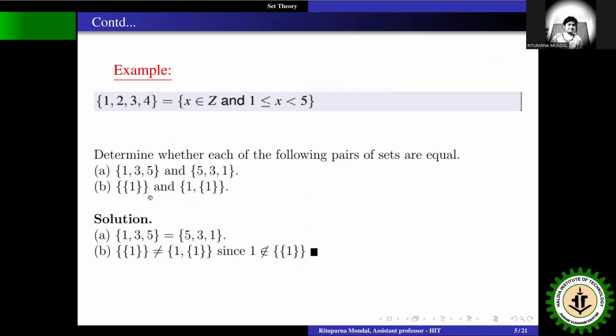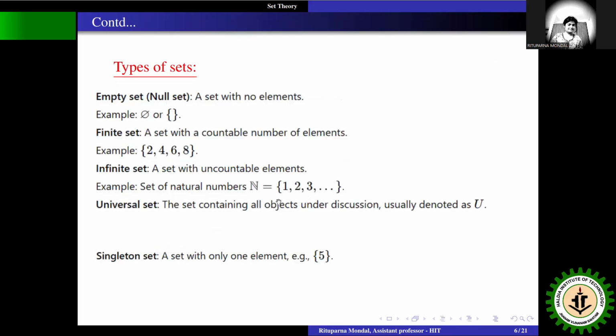So from here also we can say that these two sets are not equal sets. Now there are some types of sets. One is the empty set. Empty set means this set contains no elements. So these are the notations of the empty set. And a finite set means the set contains only a finite number of elements.